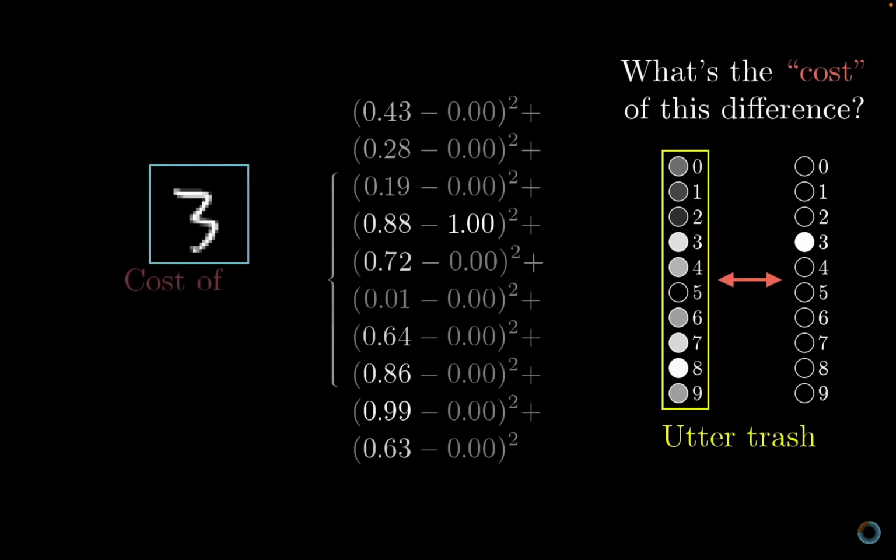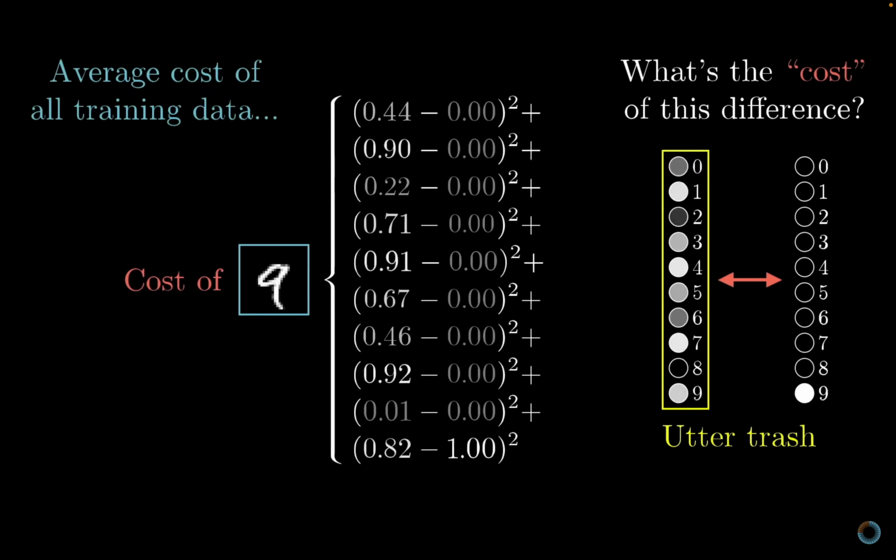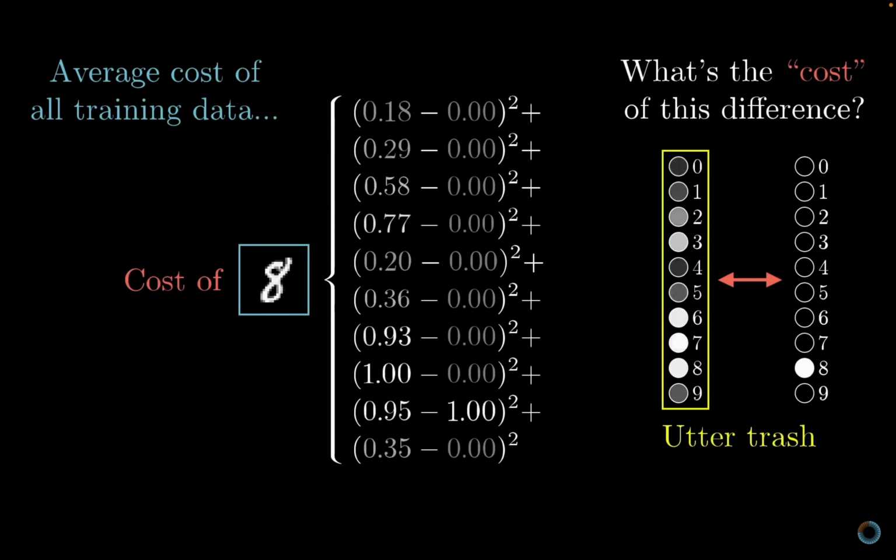I mean, put yourself in the network's shoes here. From its point of view, the entire universe consists of nothing but clearly defined, unmoving digits centered in a tiny grid. And its cost function just never gave it any incentive to be anything but utterly confident in its decisions.